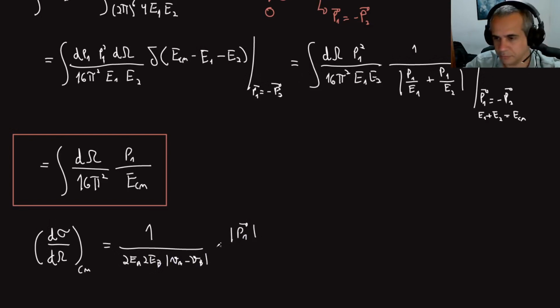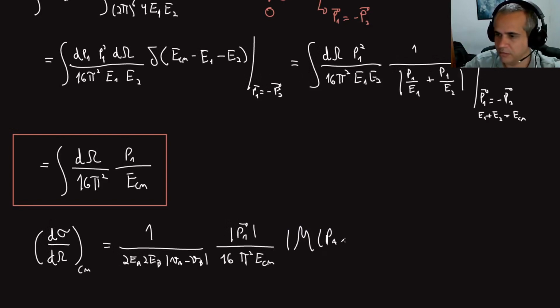P1 over 16 pi squared times that information that actually comes from the theory, right? So this whole thing I obtain only essentially assuming kinematics. The dynamics is all here, right? Including the dependence on angle, right? So this could have angle dependency, and I cannot integrate in omega unless I know all of this, right?